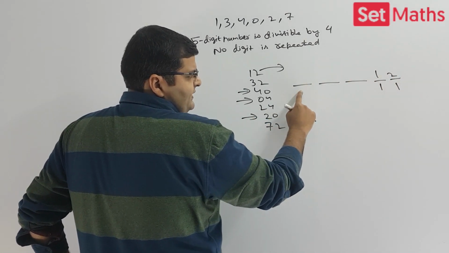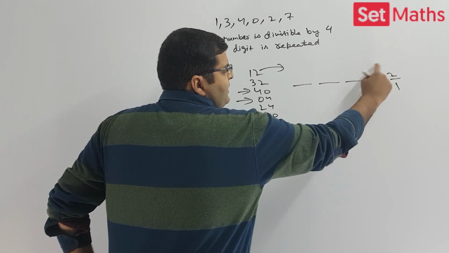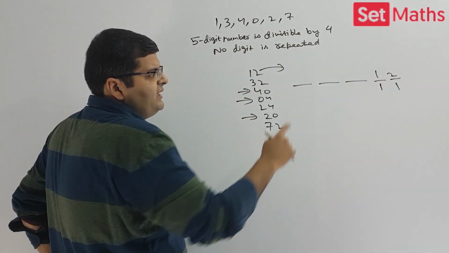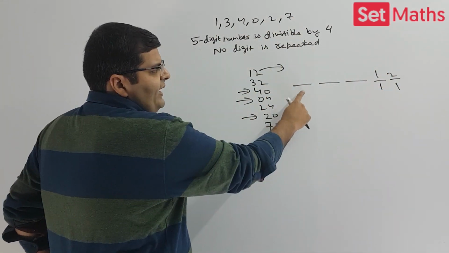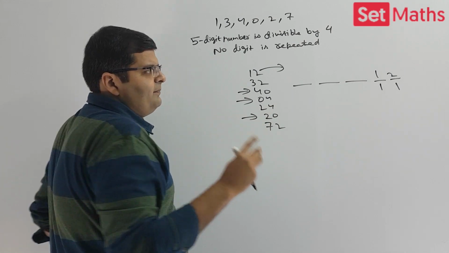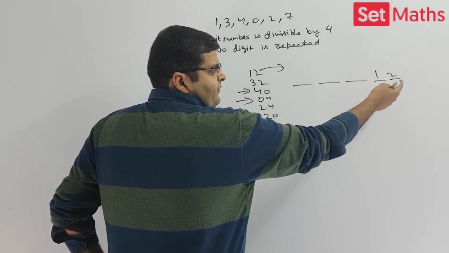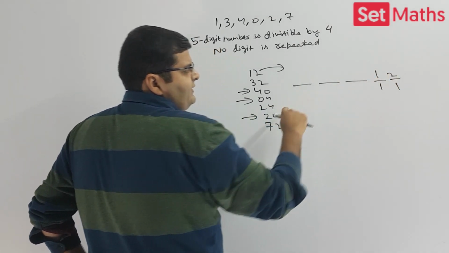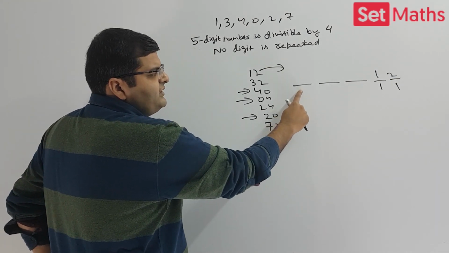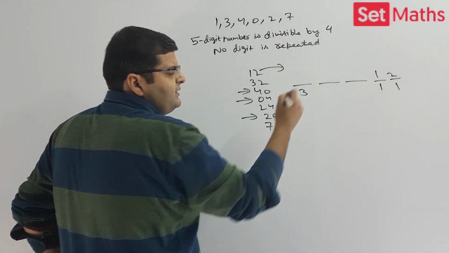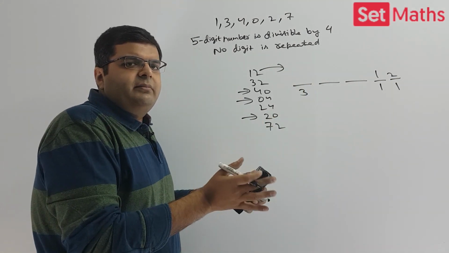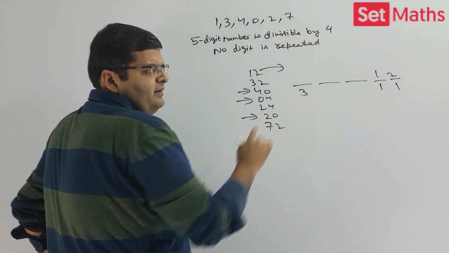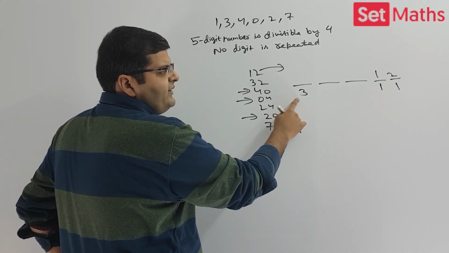Now for this place, I have already utilized 2 digits from these 6 digits, and 0 cannot come here. So at this place, 3 digits cannot come out of 6. Why? Because 2 of them are 1 and 2 and the third is 0. So only the remaining 3 can come here. So this can be filled in 3 ways.